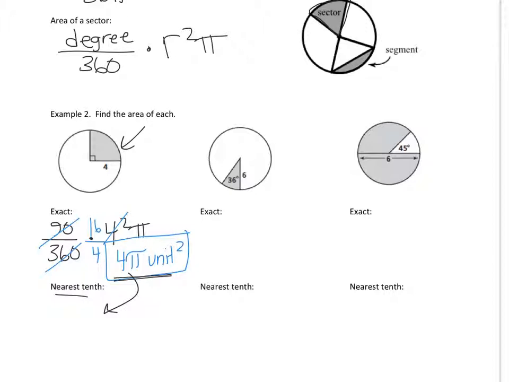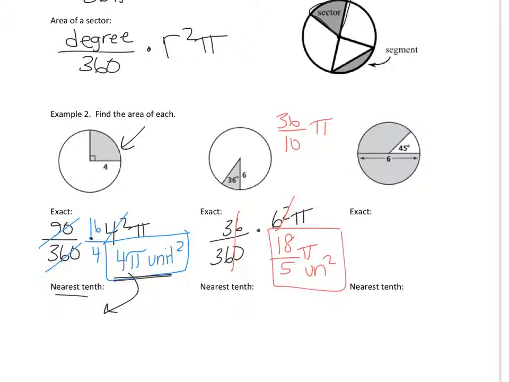Okay, this sector area is the degree of the angle that's shaded over 360 times the area of the circle. The radius is 6, so it's 6 squared pi. This is 1/10. This is 36, so it's 36 tenths pi, which reduces to 18/5 pi units squared. And to get the nearest tenth, just put that in your calculator.